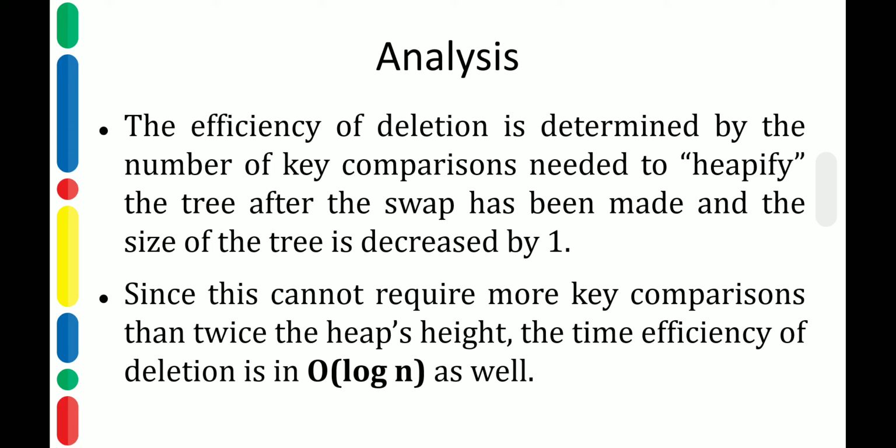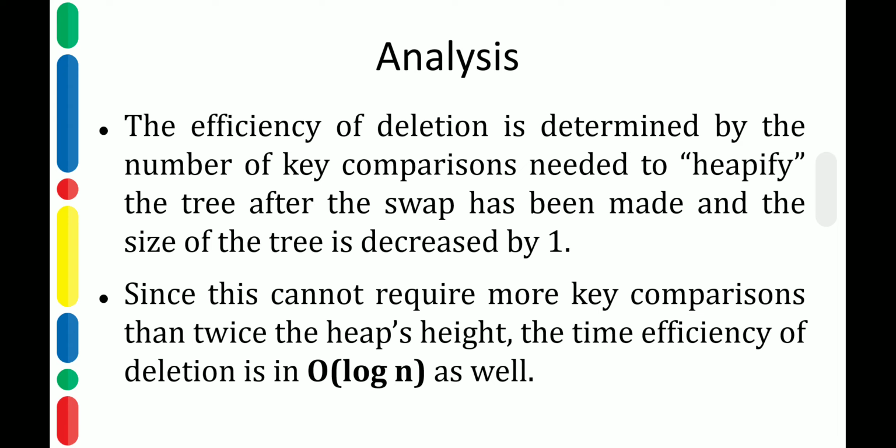The efficiency analysis of deletion is determined by the number of key comparisons needed to heapify the tree after the swap has been made and the size of the tree is decreased by 1. The number of comparisons, as we have seen earlier, cannot be more than 2 times the heap's height. And since the height of the heap will be log n, the time efficiency of deletion is big O of log n. You can say 2 log n, but we ignore the constant 2 while specifying the efficiency.